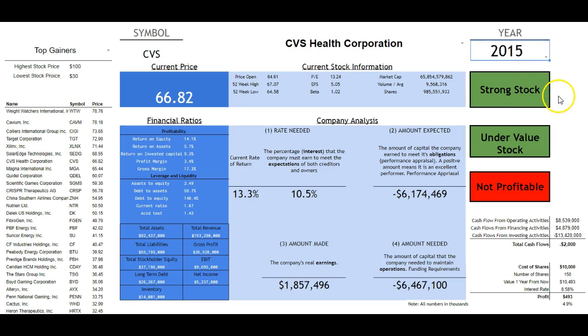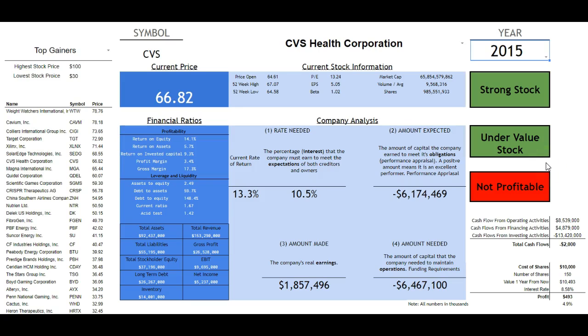So let's go to 2015. Again, very good company. The only reason why it keeps showing not profitable is because the amount expected, their appraisal performance, surpasses the real earnings. But other than that, it is a good company. It is a strong stock. The stock is undervalued, so it's going to go up. If you were to invest, say $10,000, you would have almost a 5% increase by the end of the year. So if I was to invest in this company, I would see a profit.